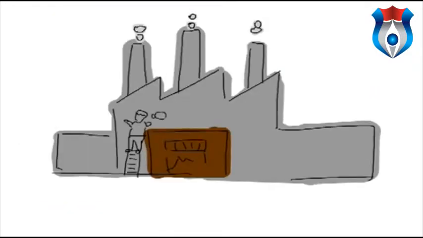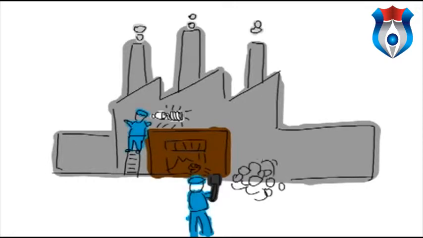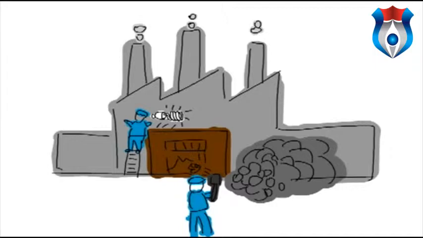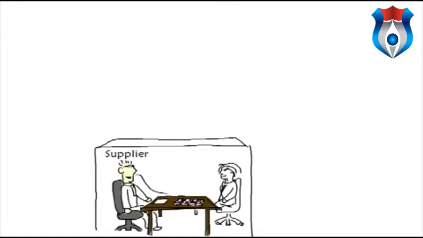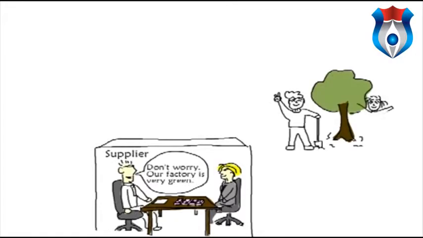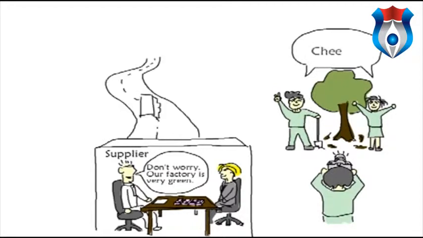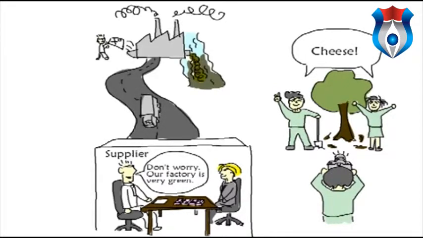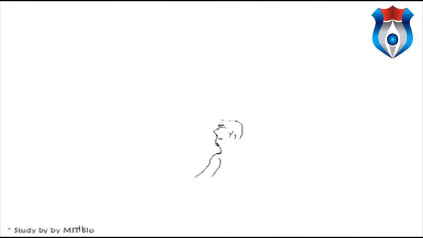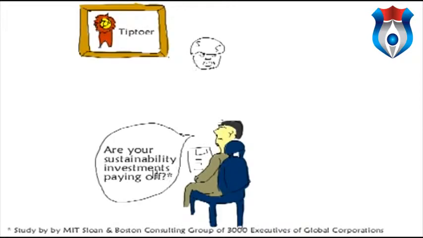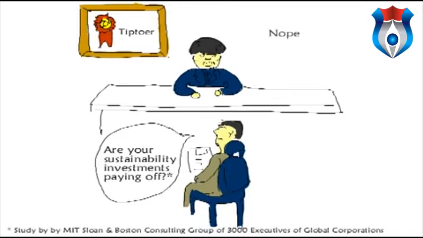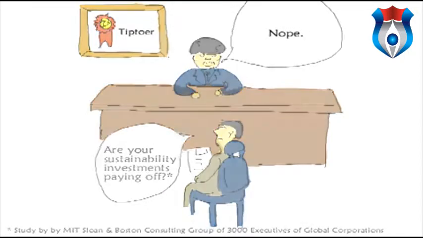Sure, the companies were saving a bit of energy here and there, but that was never going to get them off fossil fuels entirely for truly sustainable energy, not to mention dealing with waste, toxics, or labor issues. And the CSR departments couldn't help much, since they were separate from most business operations. So while the CSR departments were off planting trees, the rest of the company was doing business as usual. And they weren't even breaking even on the money they were paying for CSR. When they asked hundreds of tiptoer companies about it, less than a quarter said their sustainability investments were paying off.